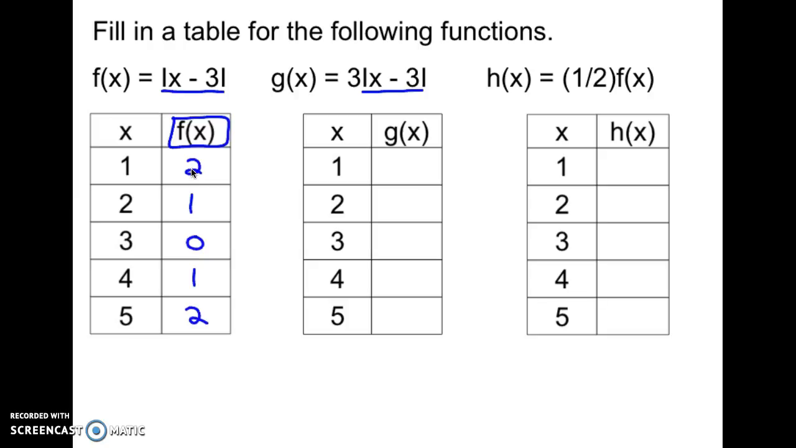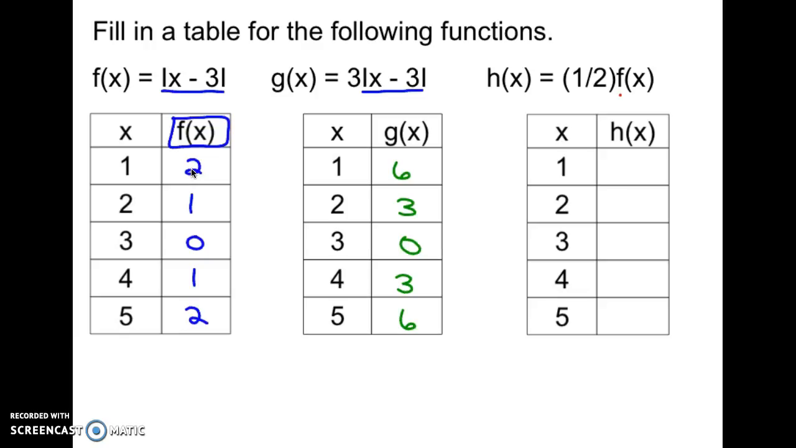So 2 times 3 is 6. Okay, 3 times 1 is 3. 3 times 0 is 0. 1 times 3 is 3. And 2 times 3 is 6. Okay, so real easy. This last one right here, from f of x to h of x.